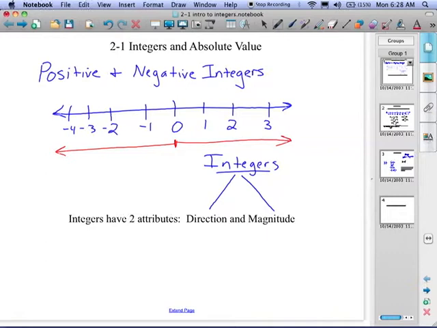In blue, we have integers, and then integers have two attributes. They have a direction and a magnitude. The direction is either in the positive direction or the negative direction. Pretty straightforward there. And the magnitude is simply how far away from 0 the number is. So for example, -2 is in the negative direction 2 units.